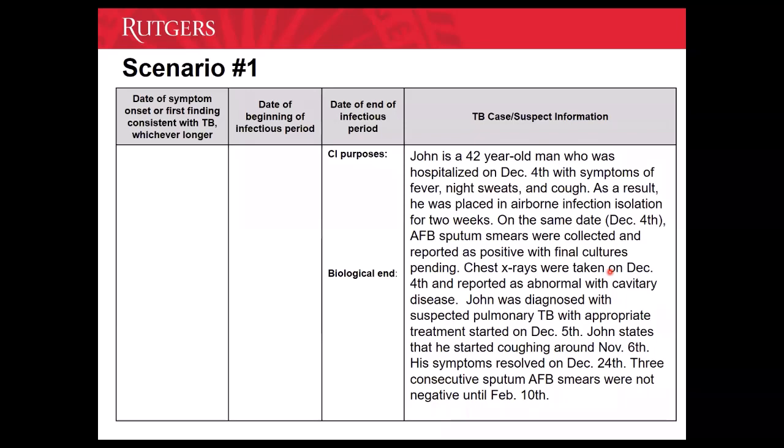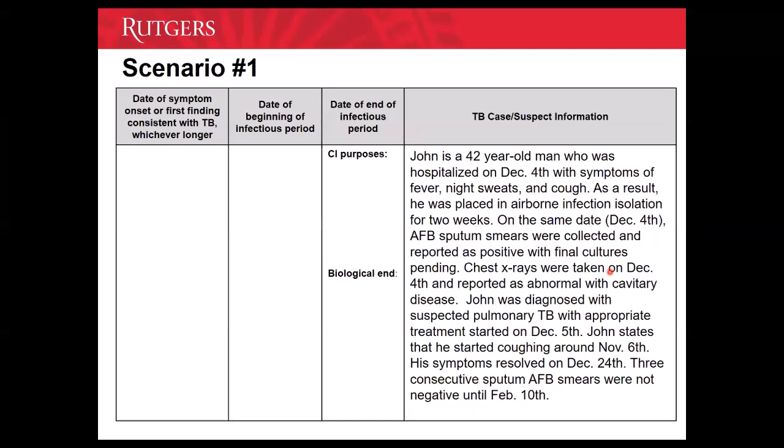And so based on the scenario, the first abnormal finding consistent with TB was the cough. So we would put in that column November 6th, the patient said he started to cough. Because we're going back, he started December 4th. Wait a second now, it's November 6th. Yes, I'm sorry, the patient said November 6th he started to cough. Sorry about that. So that was the first symptom onset consistent with TB.